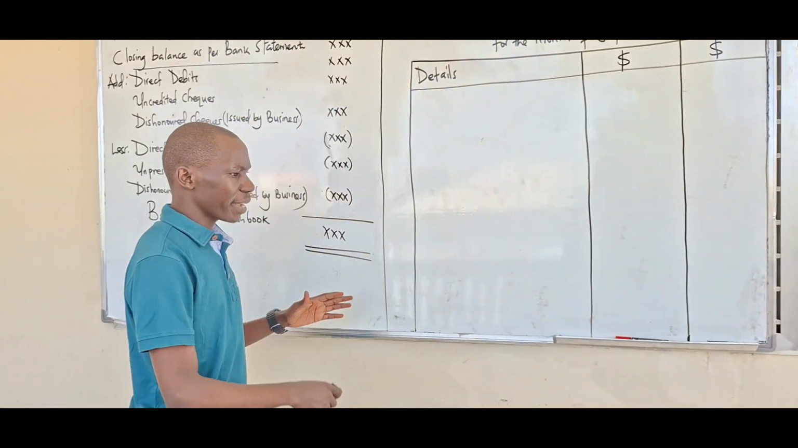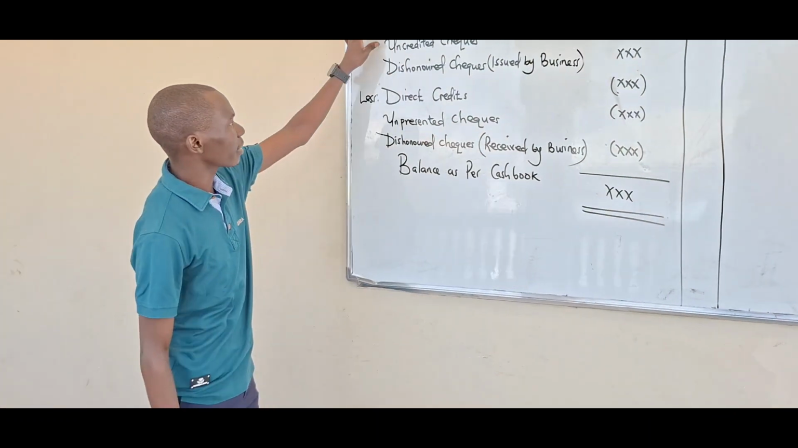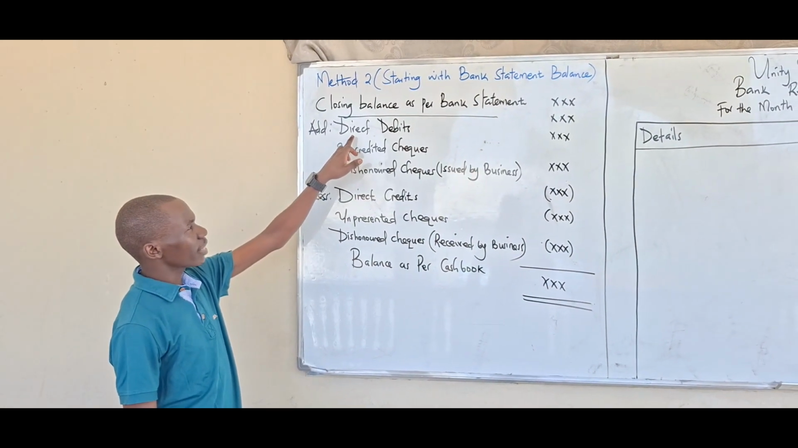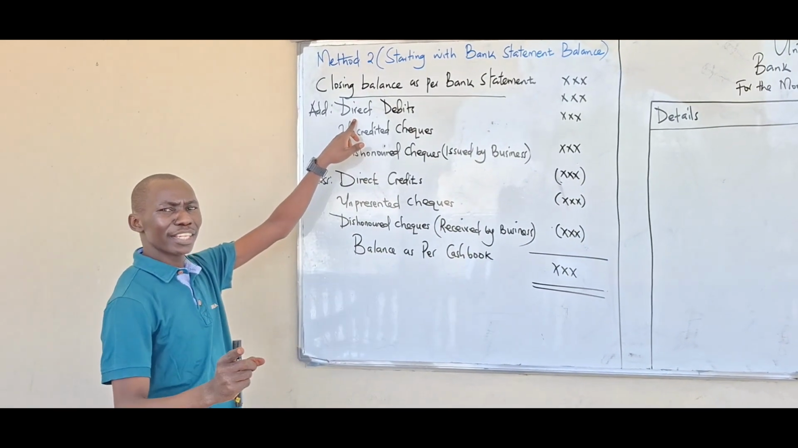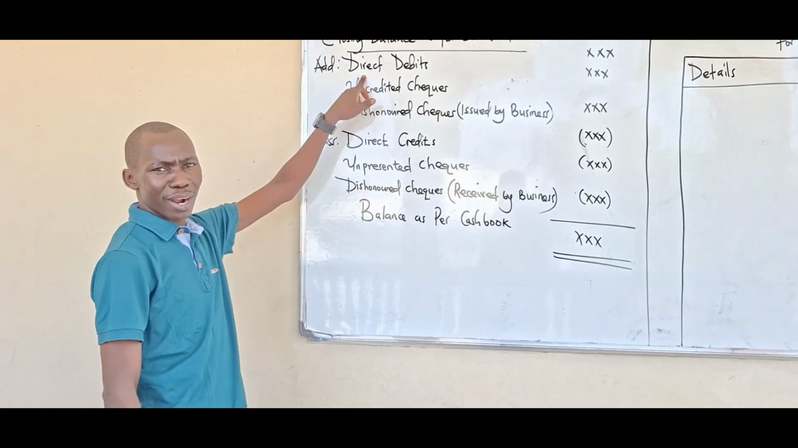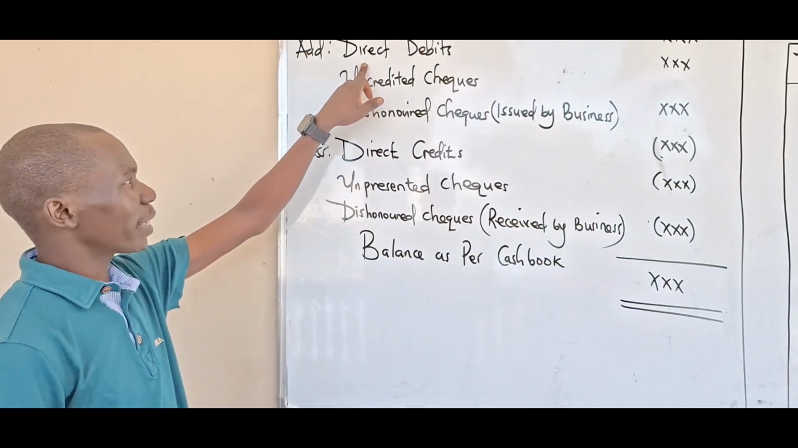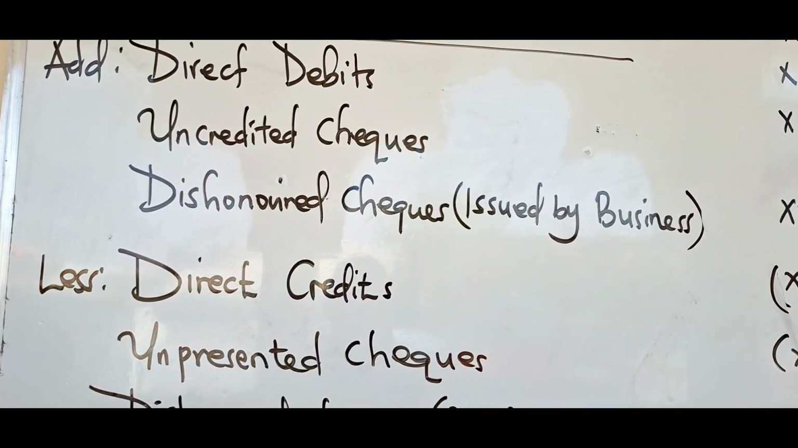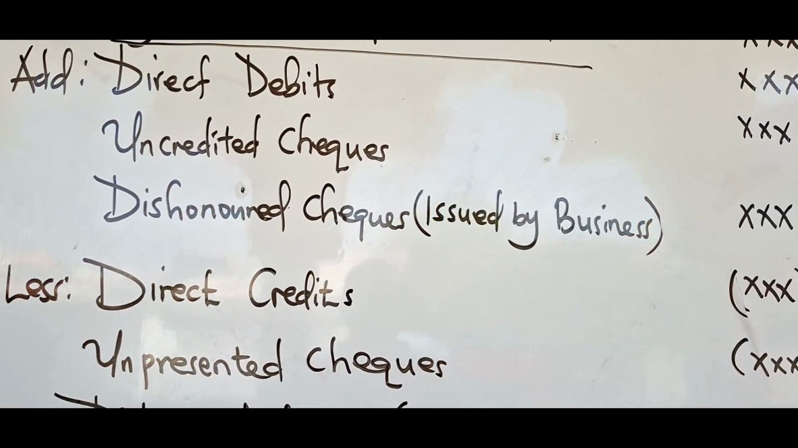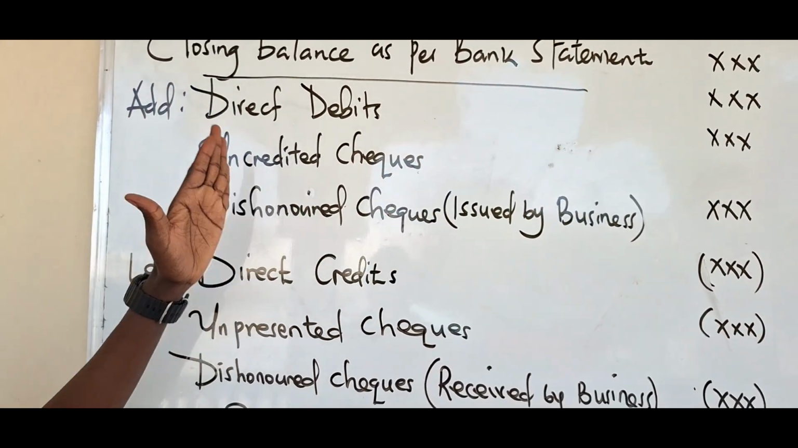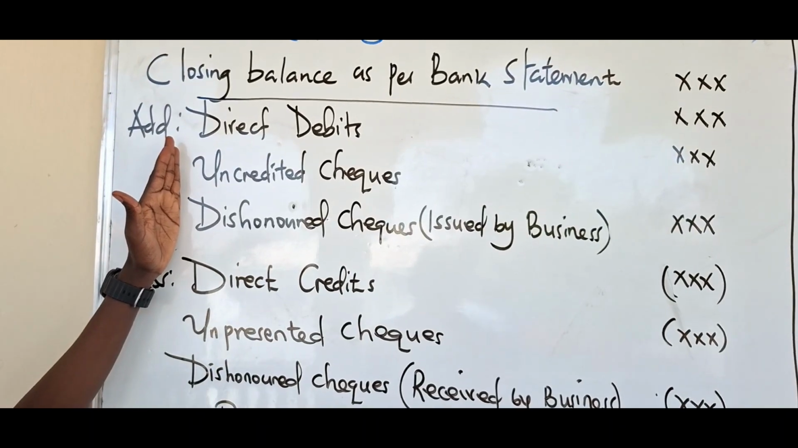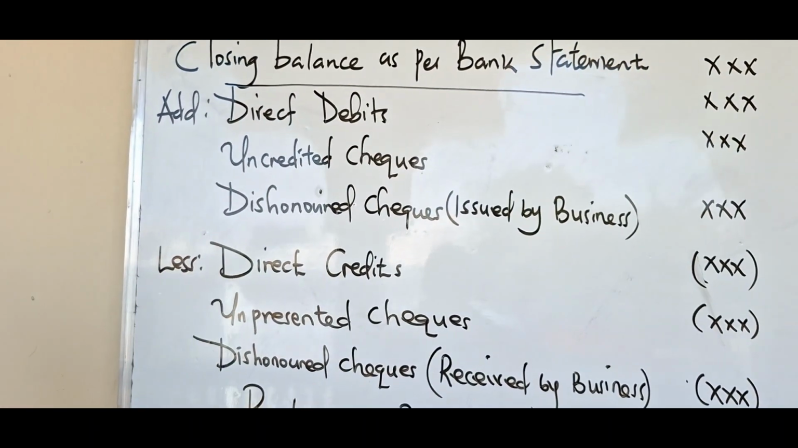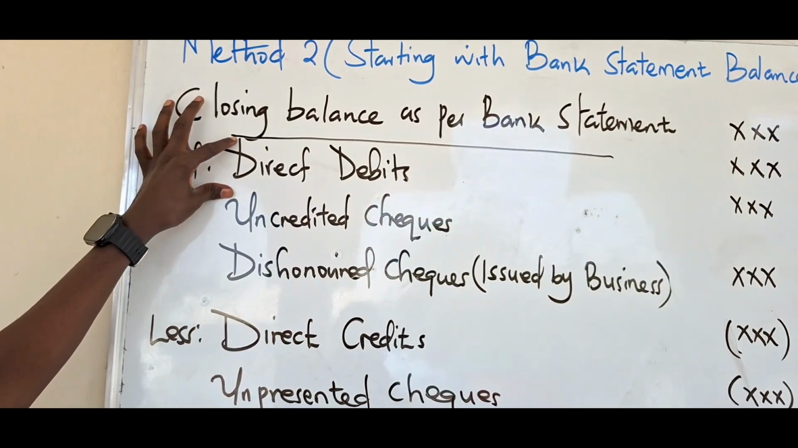Then after picking your balance as per bank statement, we are going to add back direct debits. Why are we adding direct debits? The bank went ahead to remove money from our account in form of charges, of course, but we are not aware. We need to add back because for us, we are not aware. We need to see our closing balance as per cash book. So anything which was done by the bank when we are not aware, in form of reducing our account, we need to go back and add. That's why we are going to add our direct debit.